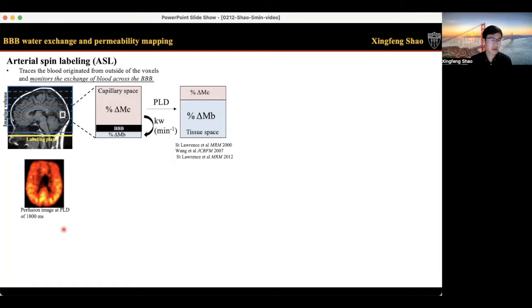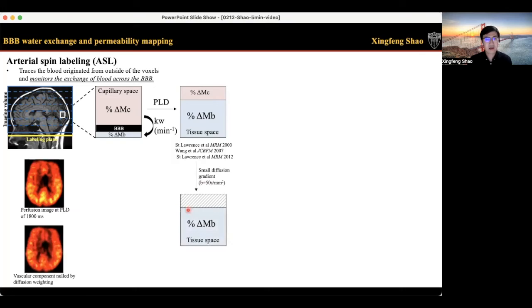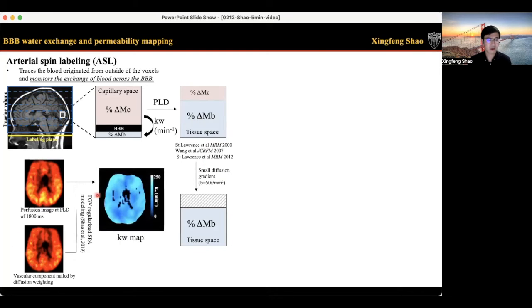Here's a typical perfusion image we can get at a PLD of 1.8 seconds. If we apply a small diffusion gradient, as demonstrated in our previous study, we can successfully nullify the capillary signal, and the perfusion signal with diffusion weighting contains only the tissue signal. The reason we can do this is because there's about a 100-fold difference in the apparent diffusion coefficients between the capillary and the tissue compartment. So with these two maps and some modeling, we can quantify the kW map very successfully, and we have shown some clinical evaluations.